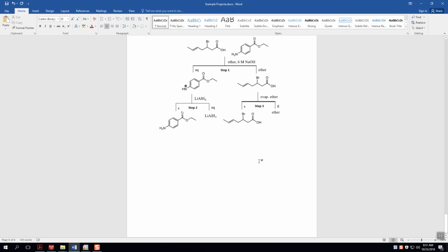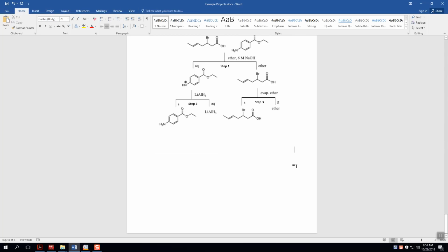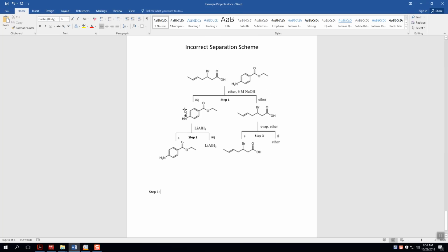And in order to do that, what I'm going to do is come down here below this. I'm going to hit Enter, and I'm going to go over here and set the font to something reasonable, like 12, and type in step 1. Now I want to comment on what's going on in step 1. So let's take a look.